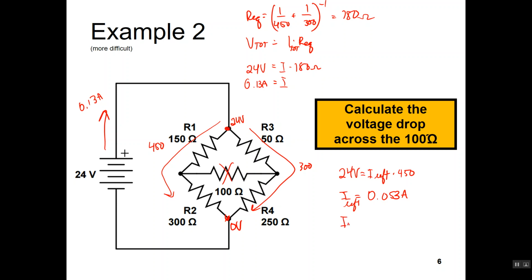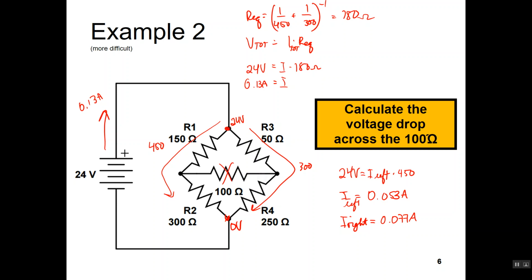And I write, it's just going to be the total current minus that. So, can't do that in my head either. 7.077. I figured out my current going in each direction. I can now figure out my voltage drop across each resistor.